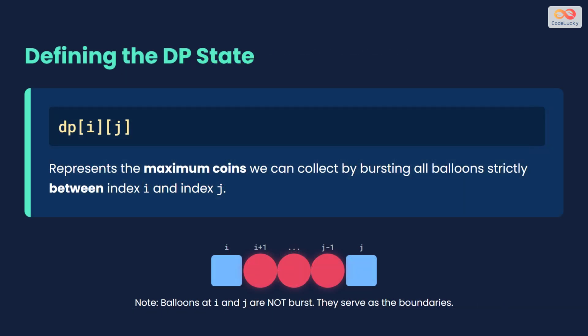We use a 2D array, dp, where the entry dp[i][j] represents the maximum coins we can get by bursting all balloons strictly between index i and index j. Note that in this definition, the balloons at i and j themselves are not burst. They act as the rigid boundaries for the range we are solving.